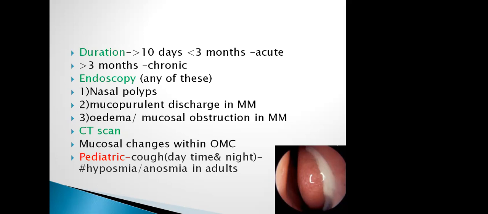In pediatric cases, instead of hyposmia and anosmia, the patient may be presenting with nasal obstruction, nasal discharge, postnasal drip, and cough. That is persistent cough, daytime and nighttime cough. With all these symptoms, always rule out rhinosinusitis.